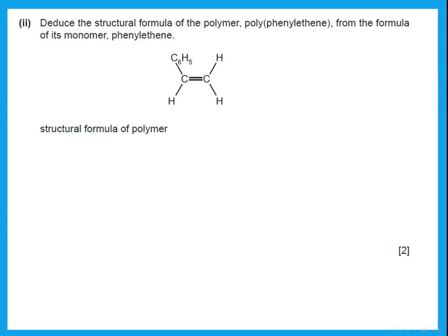Okay. Deduce the structural formula of the polymer polyphenylethene from the formula of its monomer. So he's giving me the monomer and I want the polymer. Again, in exactly the same way. Remove the double bond, put it as a single bond from here, and this is repeated n times, and then just copy everything else as it is. So that is the polymer.